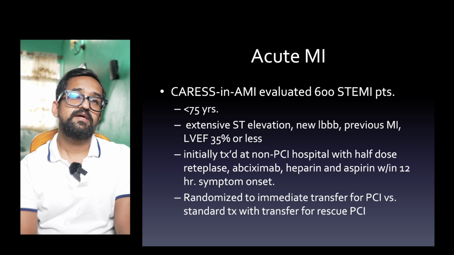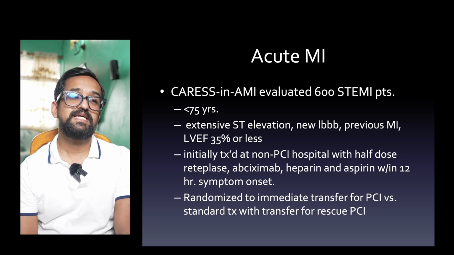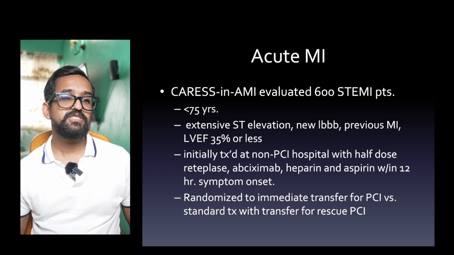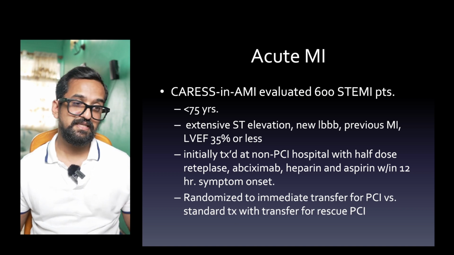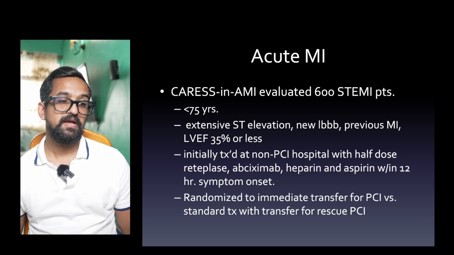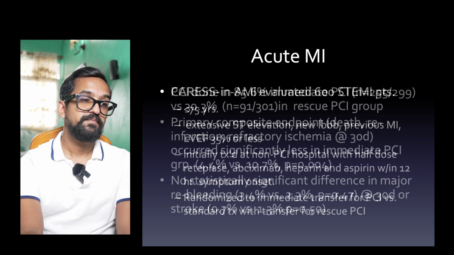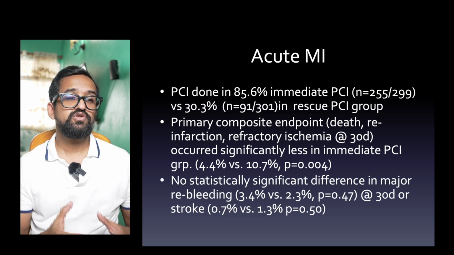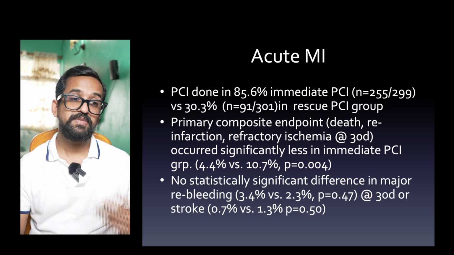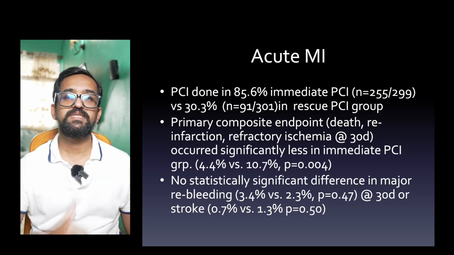Now, there was a study done by CARES in acute myocardial infarction, which evaluated 600 STEMI patients who were less than 75 years old, with extensive ST elevation, new LBB, previous MI, initially treated in a non-PCI center with a half dose of Alteplase, apixaban, heparin, and aspirin, and randomized to immediate transfer for PCI versus standard treatment with transfer to rescue PCI. And it showed no statistical difference in major rebleeding, meaning you could give a patient PCI if you know it will take you more than 120 minutes to reach that PCI facility.